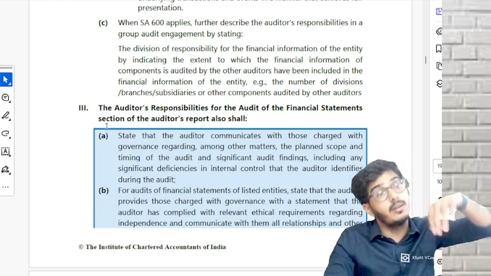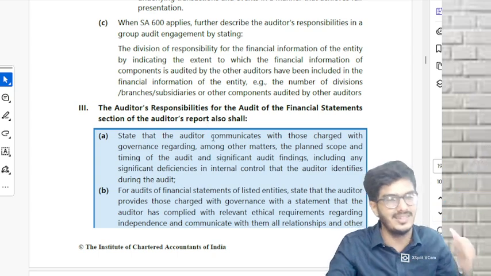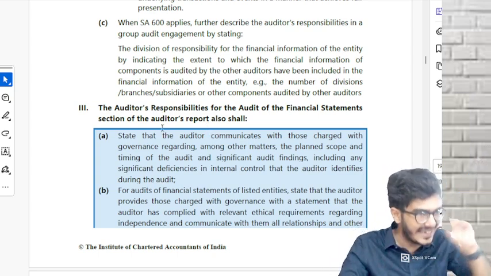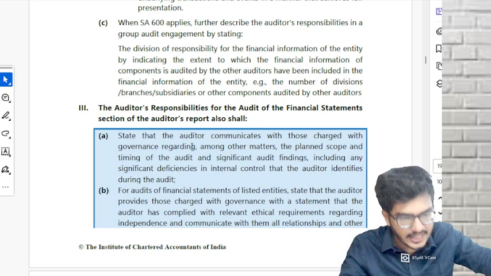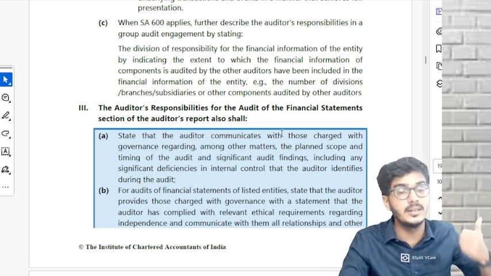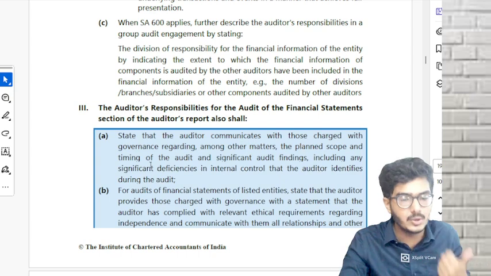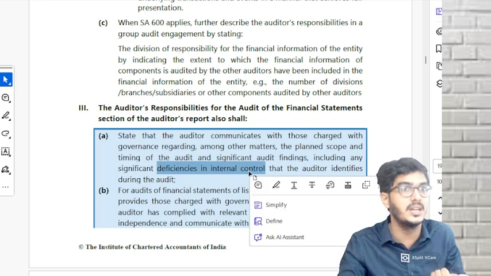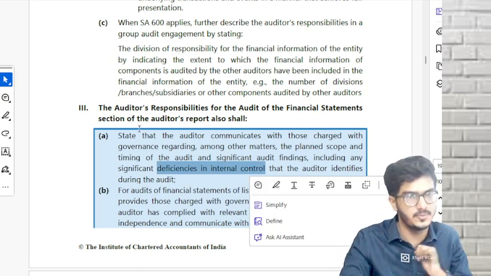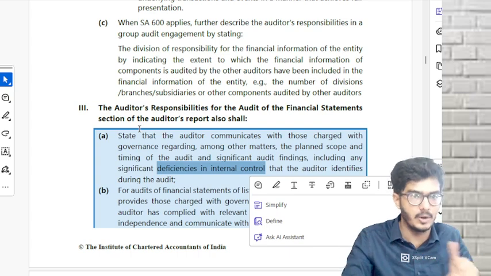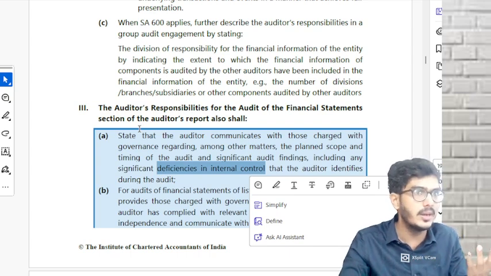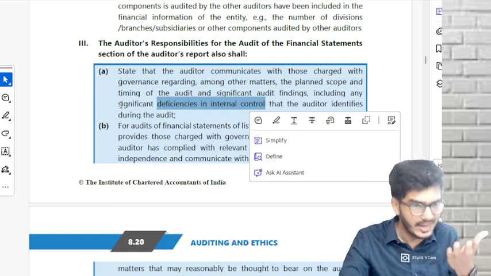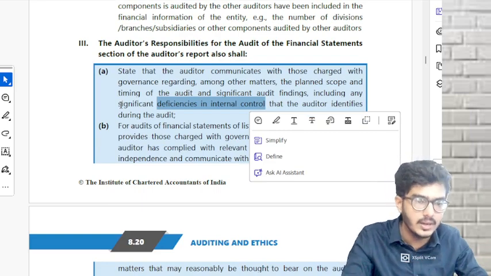What are the other responsibilities of an auditor? Please state it in the auditor's report. State, meaning write it in a statement, that the auditor communicates with the TCWG the planned scope, timing, any significant audit findings, any significant deficiencies in internal control. Don't you think it is the auditor's responsibility that whatever misstatement or deficiencies he finds, he must communicate with the TCWG? So write it. It is my responsibility, I'll communicate with the TCWG.